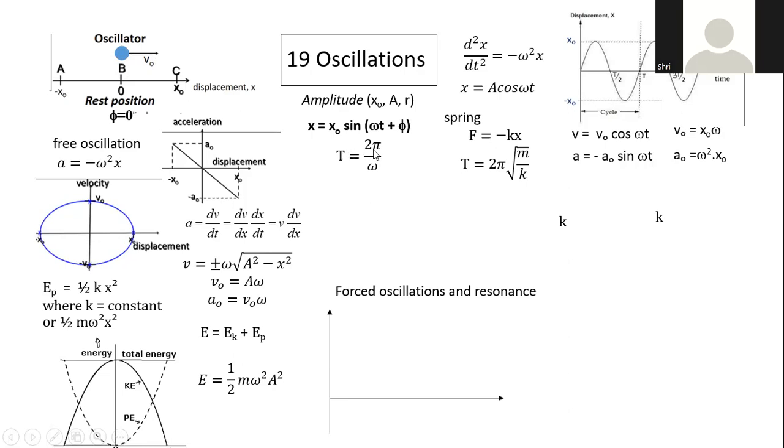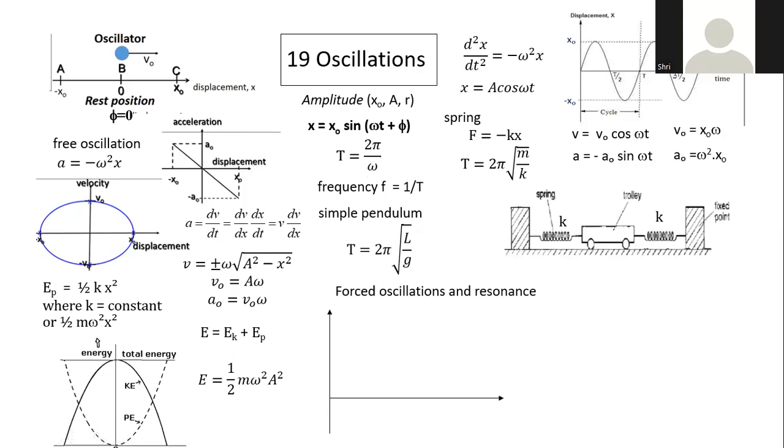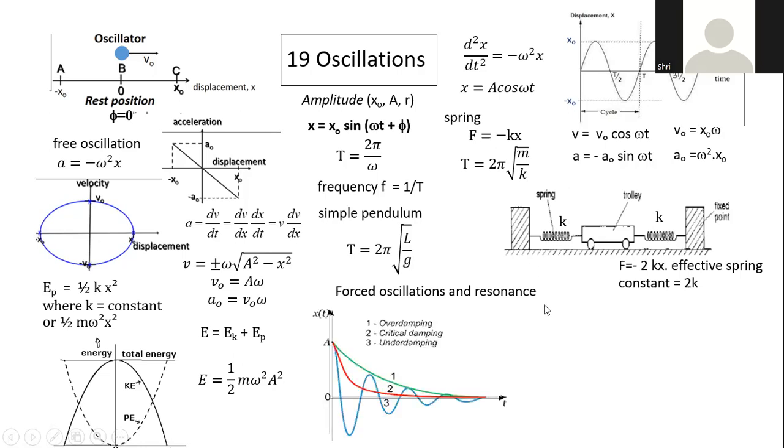And then the period is 2 pi over omega. Frequency is 1 over period. Then for simple pendulum, that's the equation that you need to remember. And then this one does come out where the spring constant is k. It's still the same equation, except that this k, you have to replace it with 2k. That means you add this k and k together, you get 2k. So the effective spring constant is 2k. k is the spring constant for each of them.